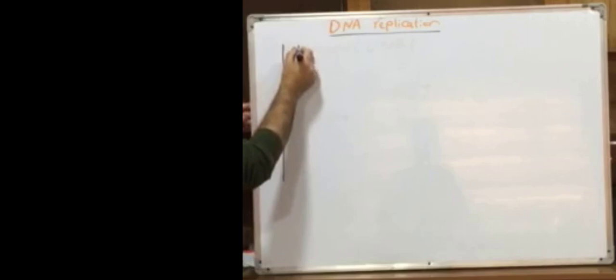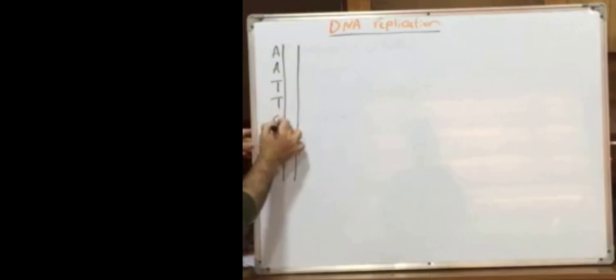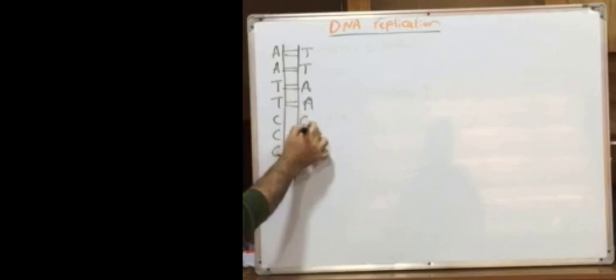Now the first step of the DNA replication is that the DNA strands must separate from each other. This is the molecule of the DNA that we want to replicate: A, T, T, C, C, G, G. This is a random example for the DNA replication. The A is paired with the T, the T is paired with the A, and A, G, G, C, C. There are three hydrogen bonds between GC and CG, and two hydrogen bonds between AT. This is called the DNA template.